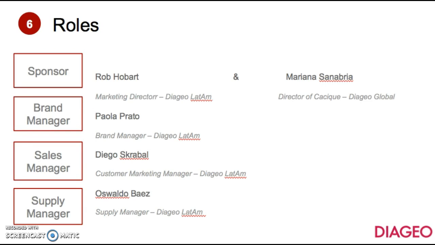Roles. Today we have Rob Hubbard and Mariana Sanabria, who are the sponsors of this project. Then we have Diego Scrabble, sales manager, Osvaldo Baez, the supply manager, and myself, Paola Prato, brand manager for Cacique in the Latin American region. So this is the core team. These are the stakeholders. It is very important that you share this information with your teams and start working on this plan.